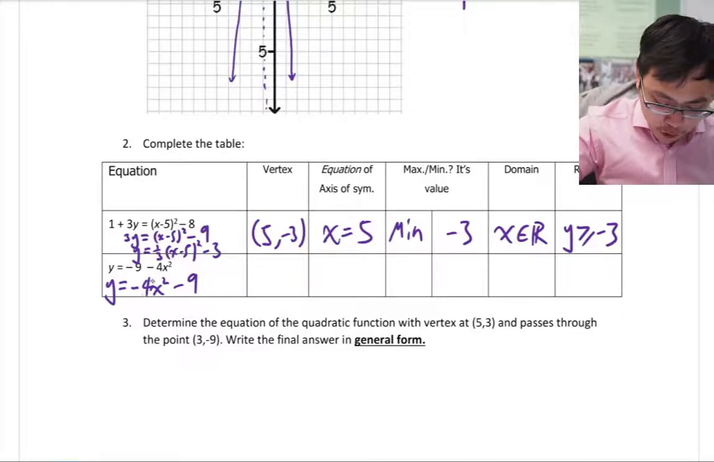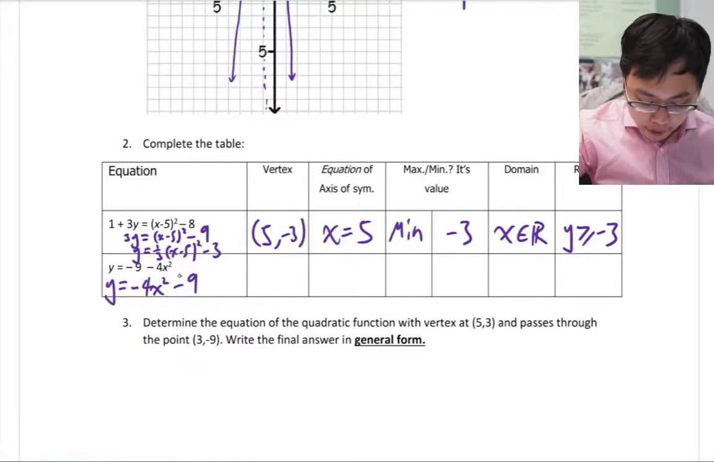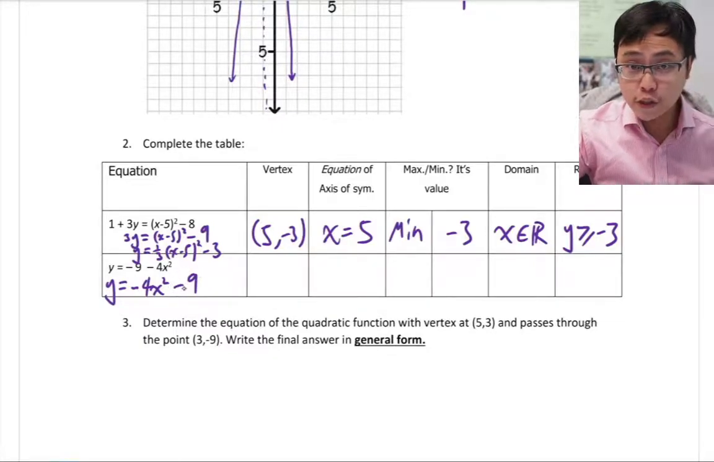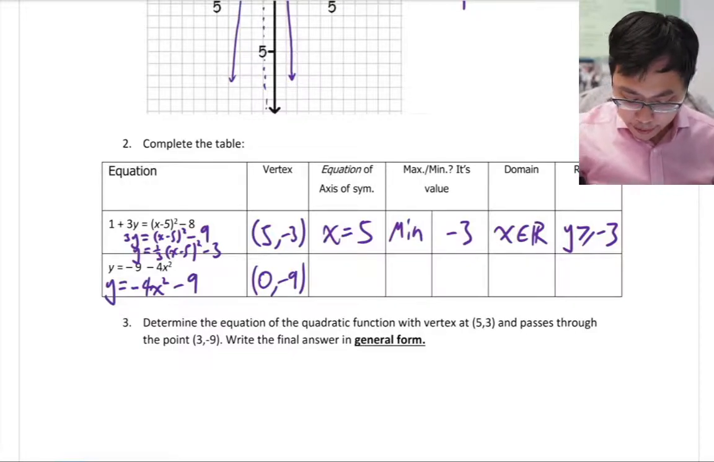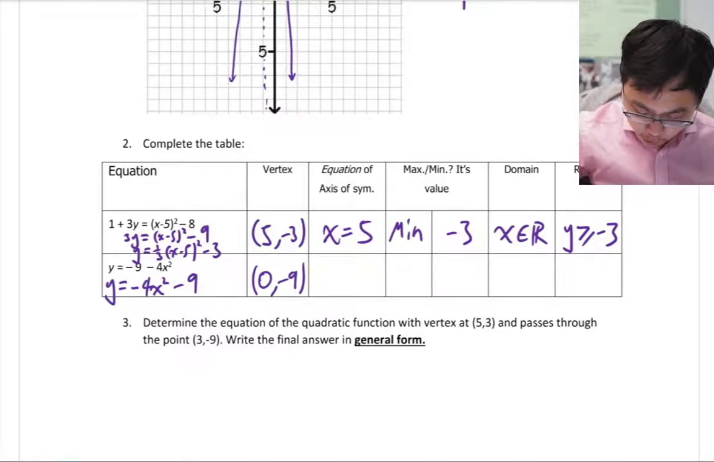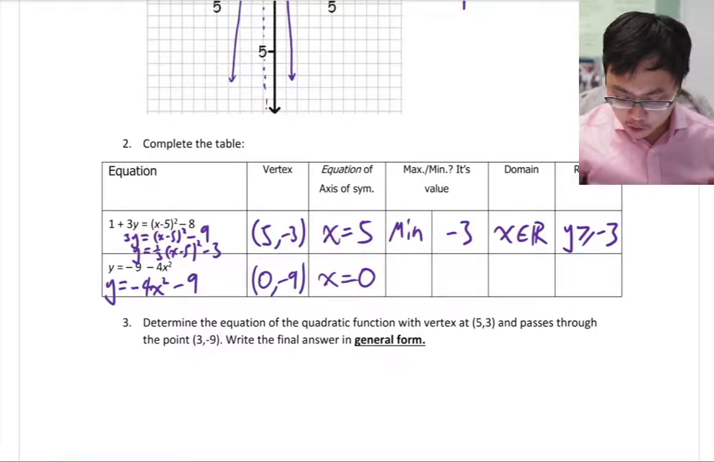We have a stretch factor of 4, a reflection in the x-axis, and a translation of 9 units down. So did it shift left or right? No, it didn't, because there's no bracket. So the vertex will be at (0, -9). The equation of the axis of symmetry will be x equals 0. It didn't shift to the left or right.